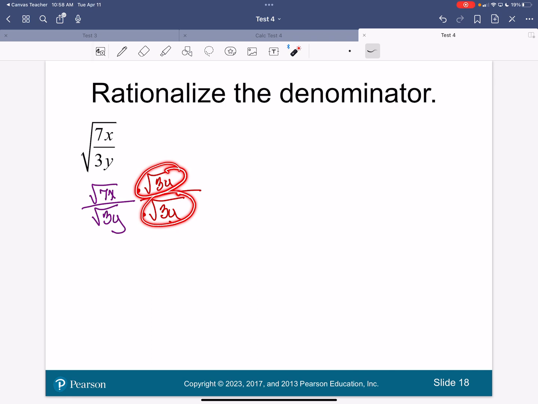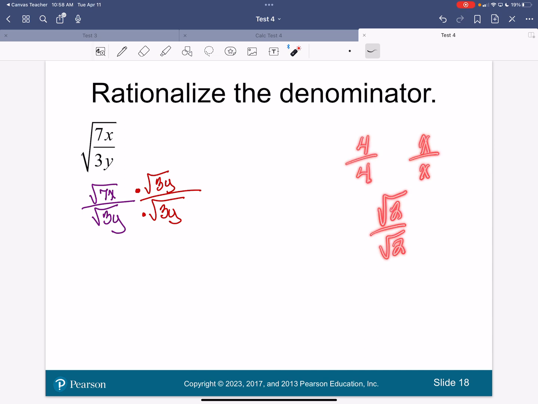And the square root of 3y over the square root of 3y is the same thing as what? It's the same thing as 1. So what I'm multiplying here is 1, square root of 3y over square root of 3y. Same thing, 4 over 4, x over x, square root of 2 over square root of 2. 1.